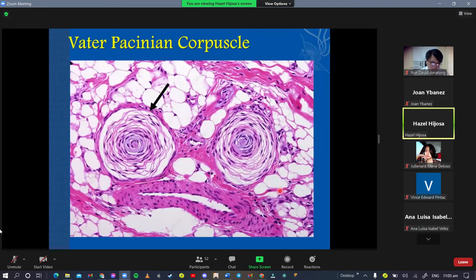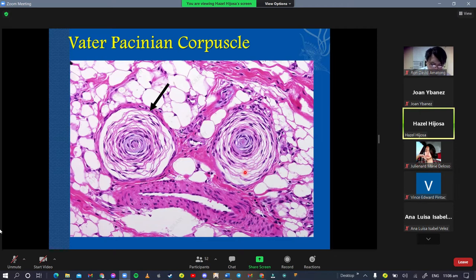Present also in the skin are the sensory receptors and motor nerve endings. The common receptors that we can usually identify in our slides are the Pacinian corpuscles. I am sure you have encountered this in the nervous tissue, right? Have you? Yes, Doc, it came out in the exam.